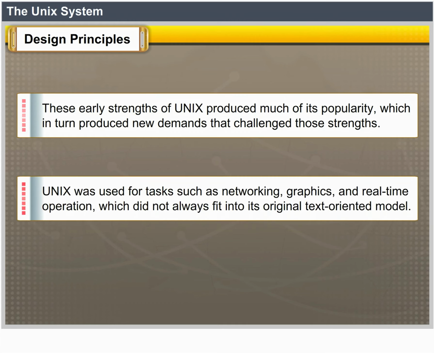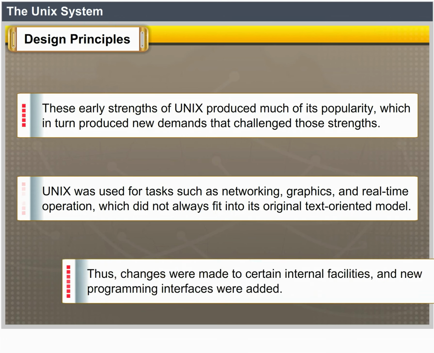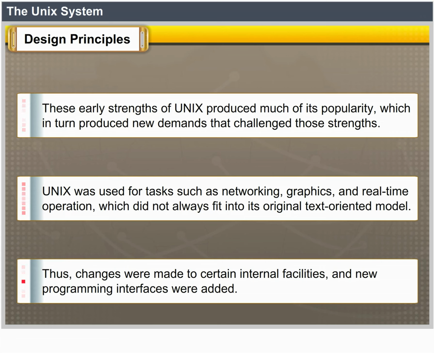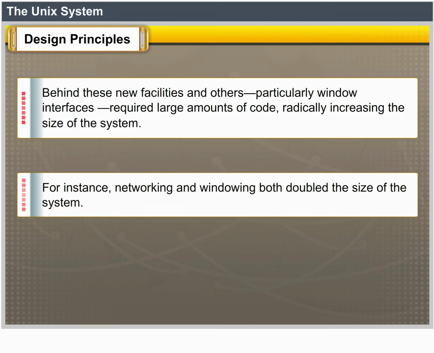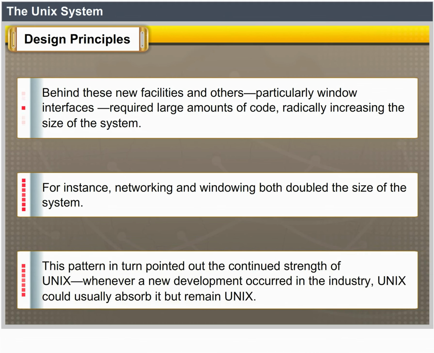Unix was used for tasks such as networking, graphics, and real-time operation, which did not always fit into its original text-oriented model. Thus, changes were made to certain internal facilities and new programming interfaces were added. Supporting these new facilities and others, particularly window interfaces, required large amounts of code, radically increasing the size of the system. For instance, networking and windowing both doubled the size of the system. This pattern in turn pointed out the continued strength of Unix. Whenever a new development occurred in the industry, Unix could usually absorb it but remain Unix.